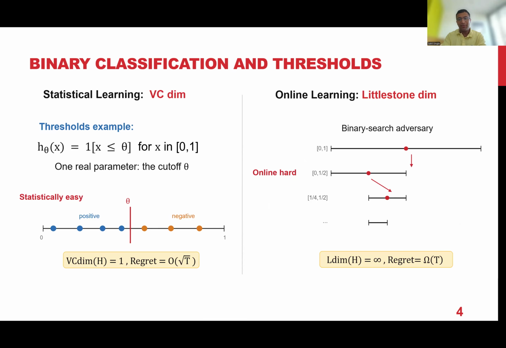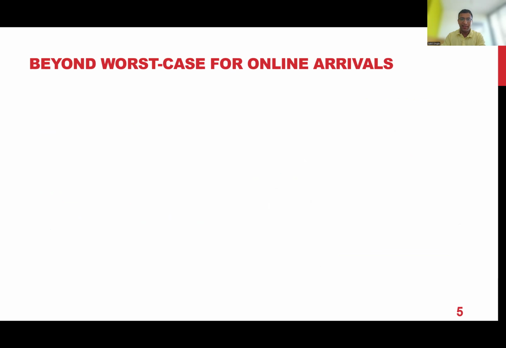So the precise question we are interested in is, how can we get regret roughly square root T? Square root T you have to pay anyway in the online setup because of even standard deviation, like variance. So the precise question we are asking is, how can we go beyond this worst case for online arrivals? So we want to understand this online learning problem, online classification.